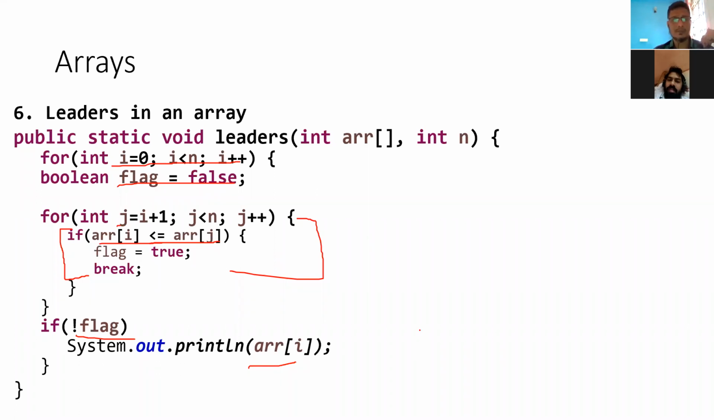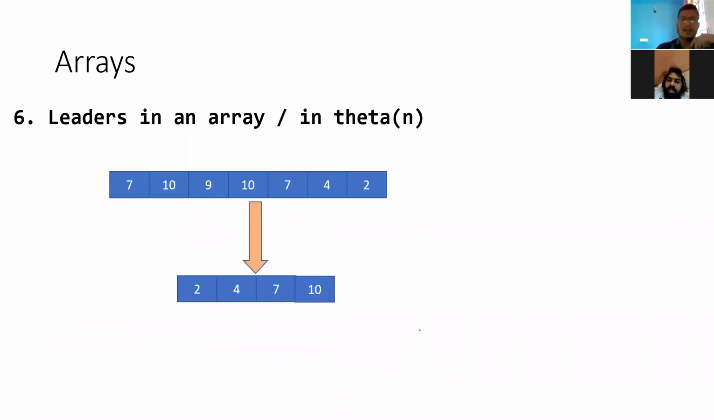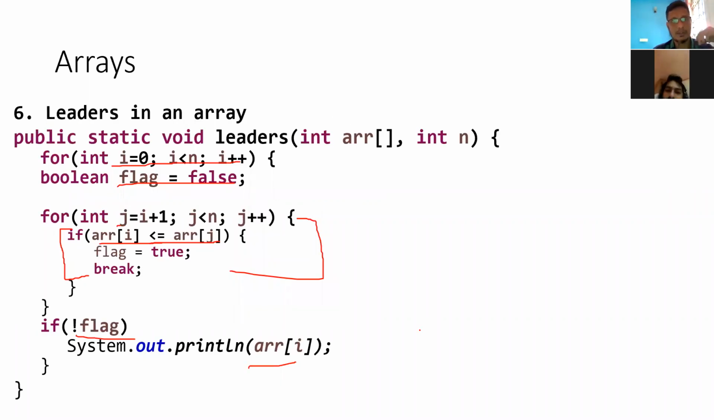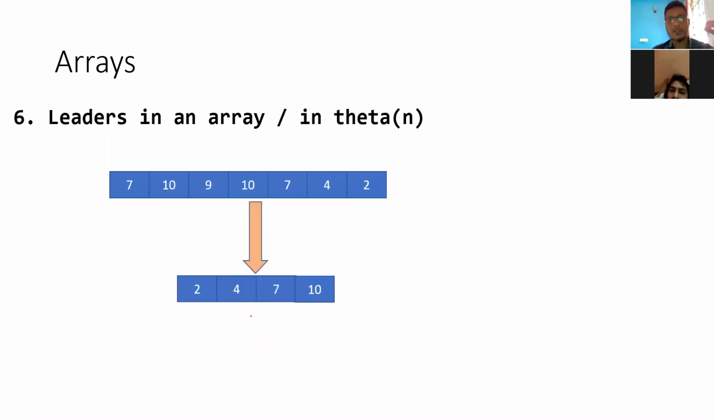There is a better solution, right? This one takes theta of n square, as you just saw, and this can be achieved with theta of n. How? There is one property to use: the last element will always be a leader, right? So you start with the last element and just check whether the next element is greater than that. That is sufficient. For example, 2 will always be copied and considered a leader.